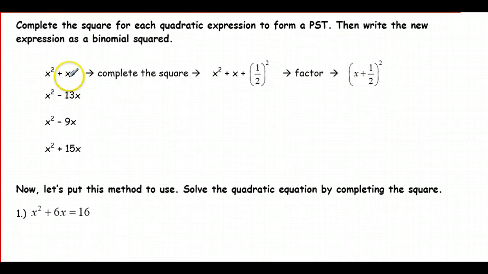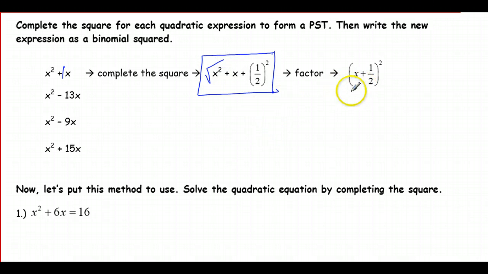All right, in this first example, x squared plus x, we've taken our b value, which in this case is 1. We've divided it by 2 and squared it, and we've tacked that on to create our PST. Now, to factor, remember we take the square root of the first term. That's how we get x. Then we can take the square root of the last term, and when we do that, it's just that fraction 1/2. Then, just like before, we say, what's that symbol? It's a plus, that goes in between. Then we square our parentheses.